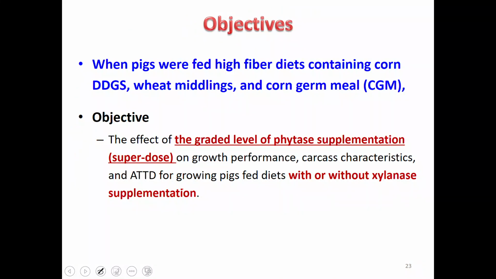So in this study, we used corn DDGS, wheat middlings, and corn germ meal as fibrous byproducts to provide enough substrate for Xylanase and Phytase. And then we used graded levels of phytase supplementation up to superdose level, which is 0 to 2000 FTU per kilogram diet. And we used Xylanase in the diet or not. And we measured gross performance, carcass characteristics, and apparent total tract digestibility of pigs.